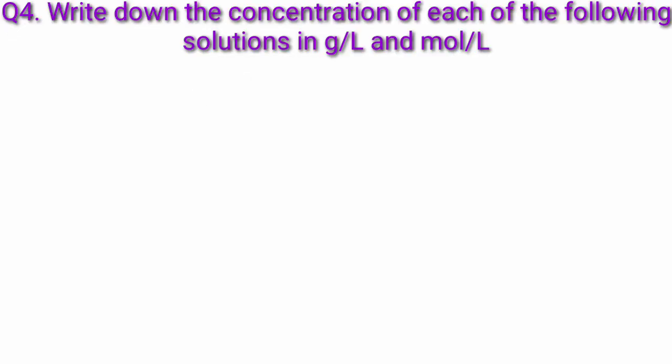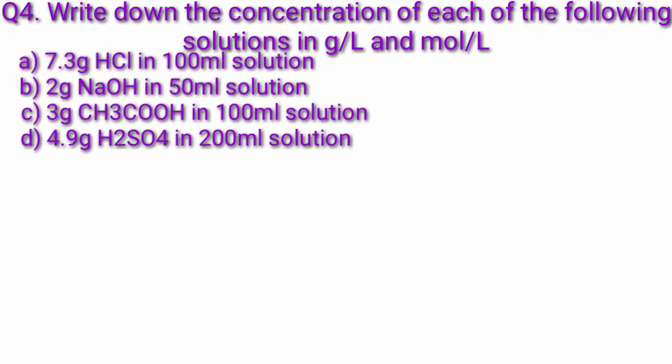Question 6. Write down the concentration of each of the following solutions in gram per liter and mole per liter. A. 7.3 gram HCl in 100 ml solution. B. 2 gram NaOH in 50 ml solution. C. 3 gram CH3COOH in 100 ml solution. D. 4.9 gram H2SO4 in 200 ml solution. Answer.